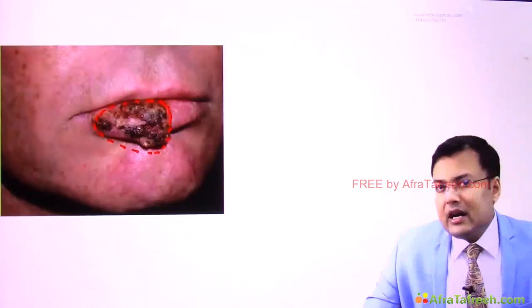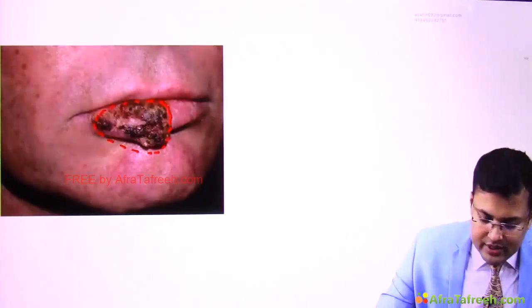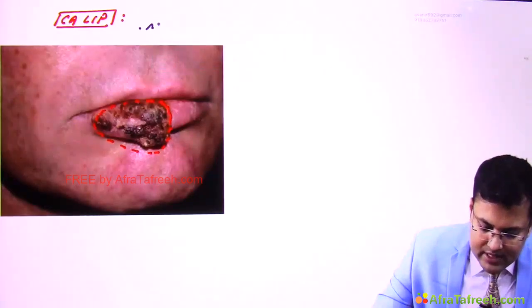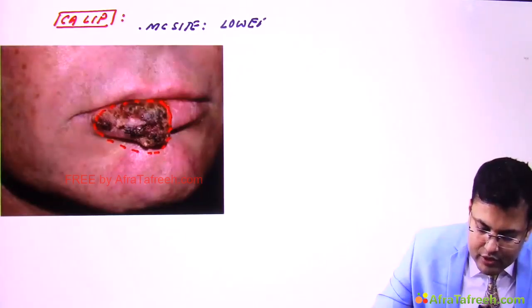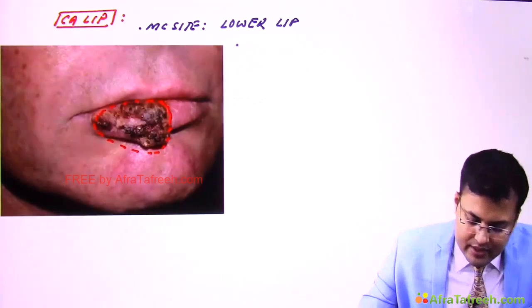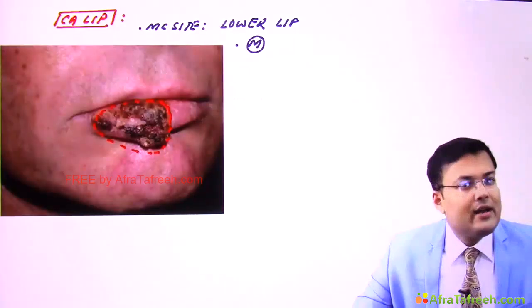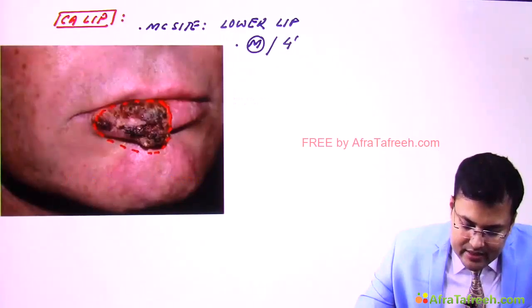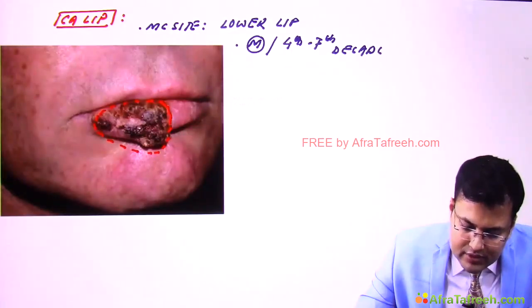And generally this carcinoma lip is more common in males. Why? Because males are involved in outdoor activities. So see the important points related to carcinoma lip. Okay. So first, what's the most common site? It's the lower lip. Why? Because lower lip is exposed to sunlight and it's exposed to ultraviolet radiation. It is more common in males. Why? Because males are involved in outdoor activities. Generally, in which decade? It is seen in 4th to 7th decade.